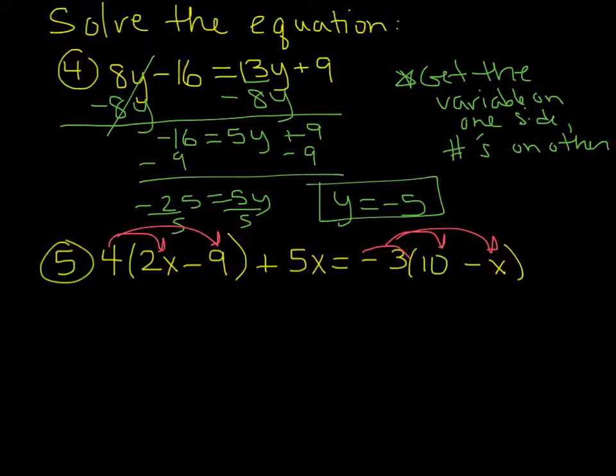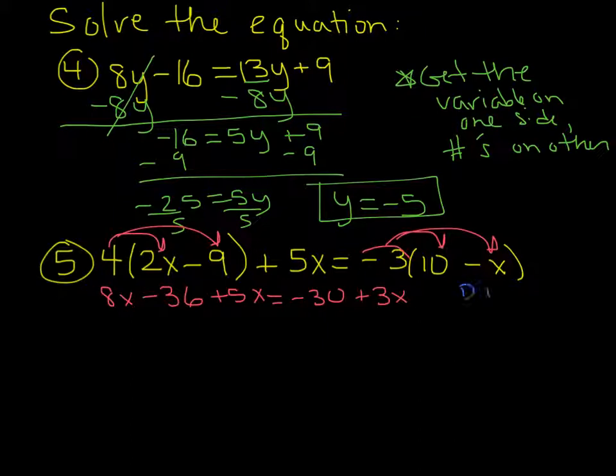So on the left-hand side, we're going to get 8x minus 36 plus 5x. Right-hand side, we get negative 30 plus 3x. So we're going to keep going. We have one more step to do before we can move the variables to one side. That one step is to combine any like terms that we have.